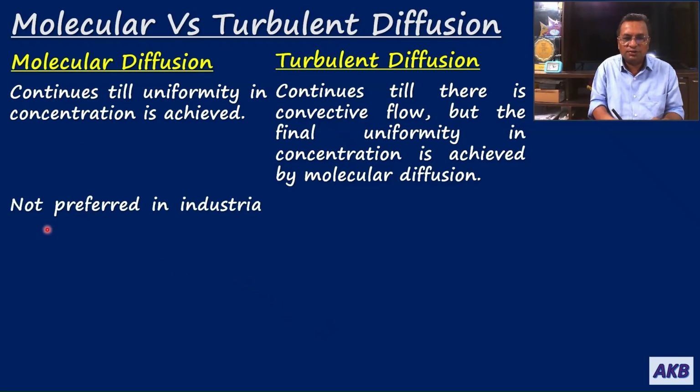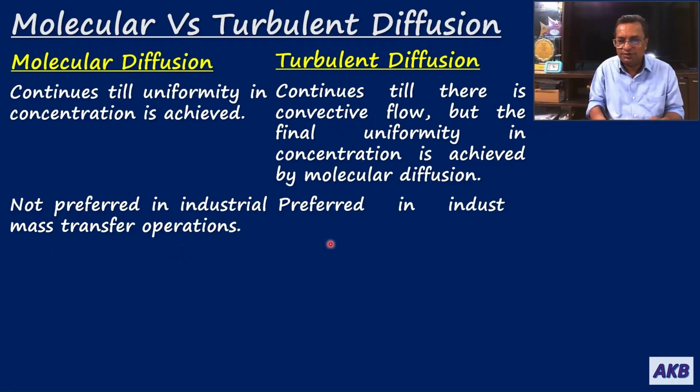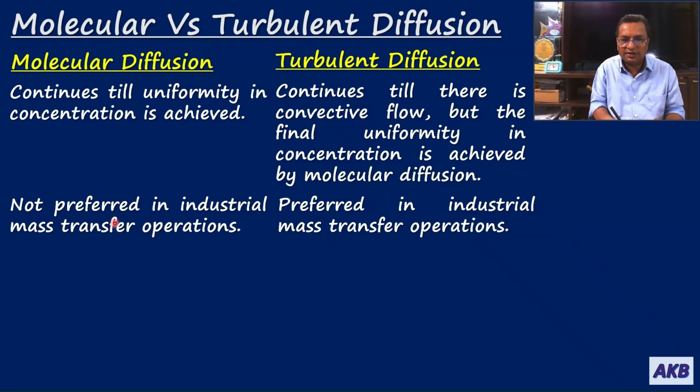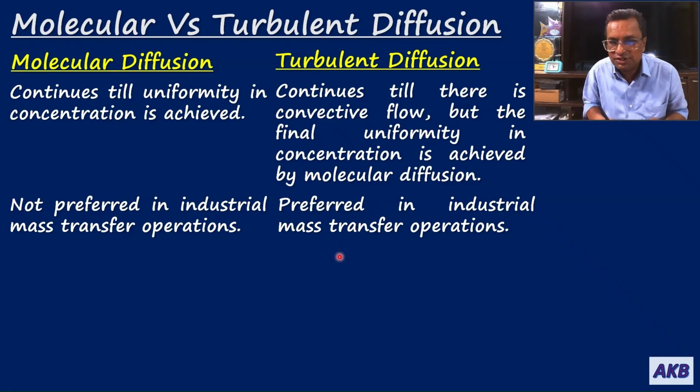Then molecular diffusion is not preferred in industrial mass transfer operations, whereas turbulent diffusion is always preferred in industrial mass transfer operations. The reason is mass transfer rates are very low in molecular diffusion, whereas you are able to get high mass transfer rates with turbulent diffusion.